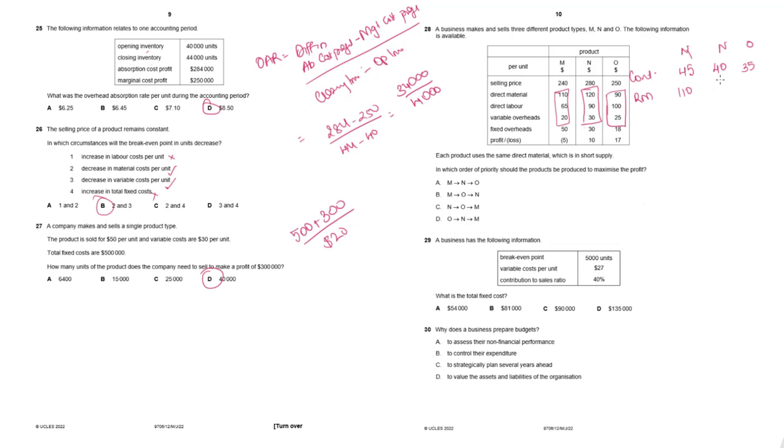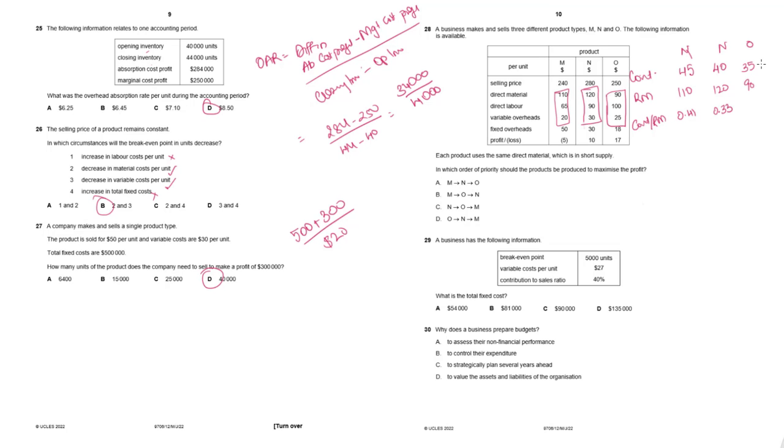How much is the raw material cost in dollars? 110, 120, 90. Now I'm going to take contribution divided by the raw material cost, so I'm going to get contribution per dollar spent on raw material. So 45 divided by 110, 0.41. Then 40 divided by 120, which is 0.33.